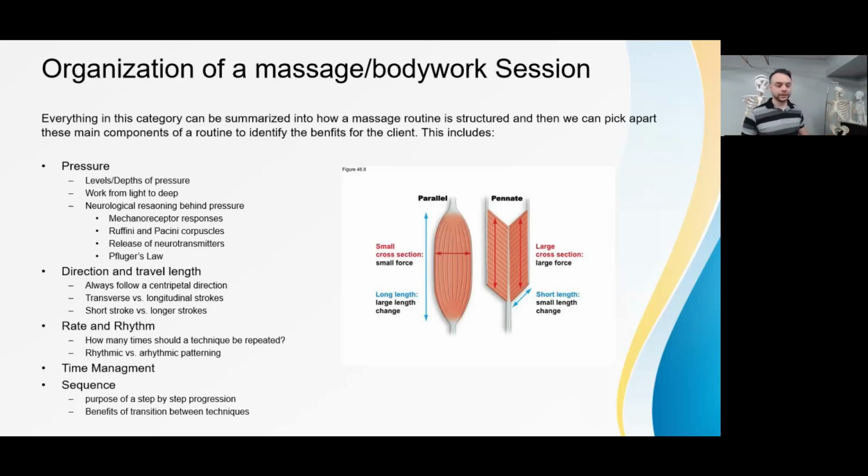Now, both of these can cause various effects. So typically, a cross fiber direction is going to create more resistance and create more, what's the word I'm looking for? More rigidity, right?